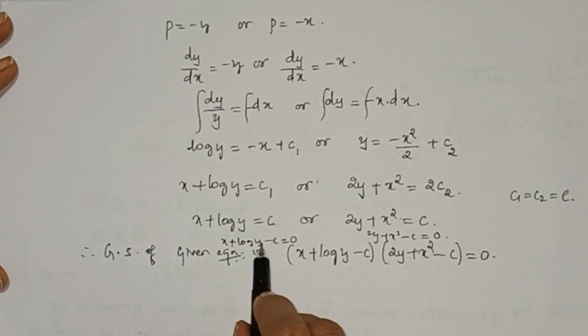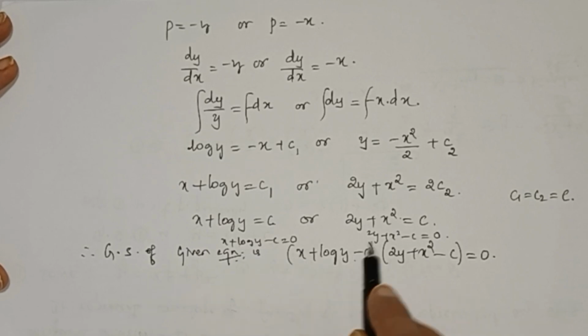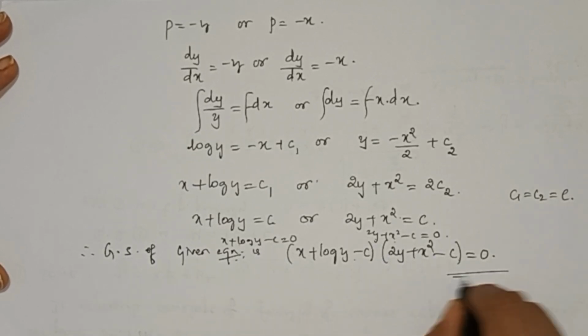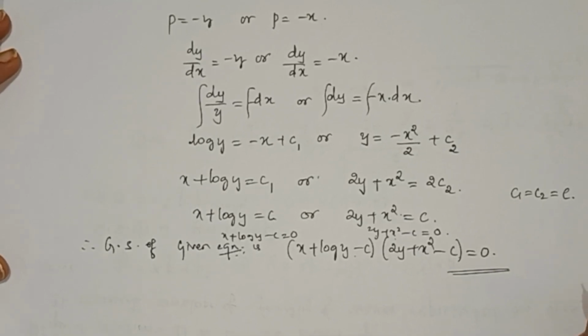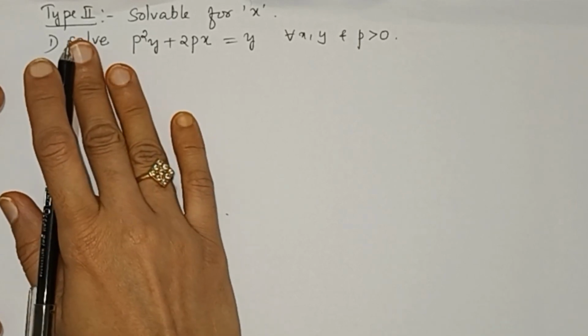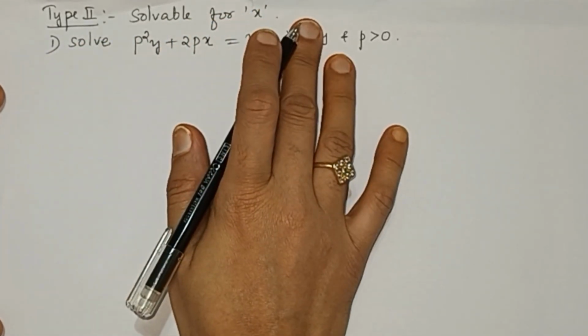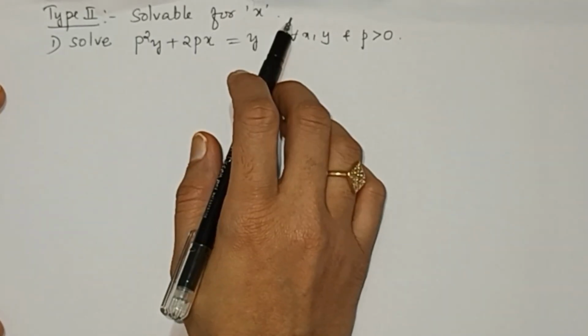So the general solution is given by taking the product of these two solutions, that is (x + log y - c)(2y + x² - c) = 0. This is the solution of the given differential equation, which is obtained by solving it for p. Now the second type is equations solvable for x. So let us see how to solve these kinds of equations.